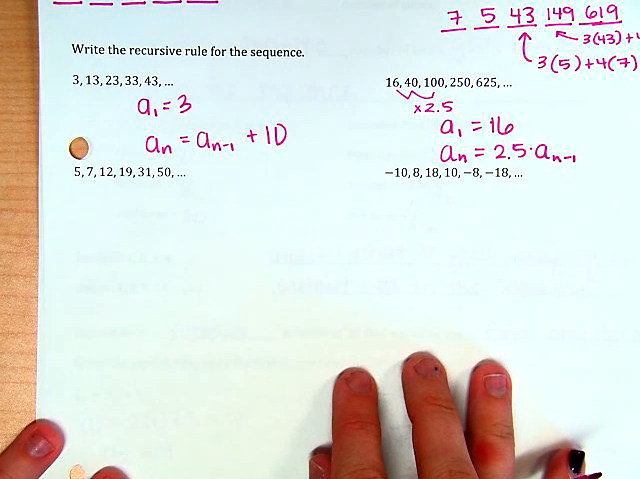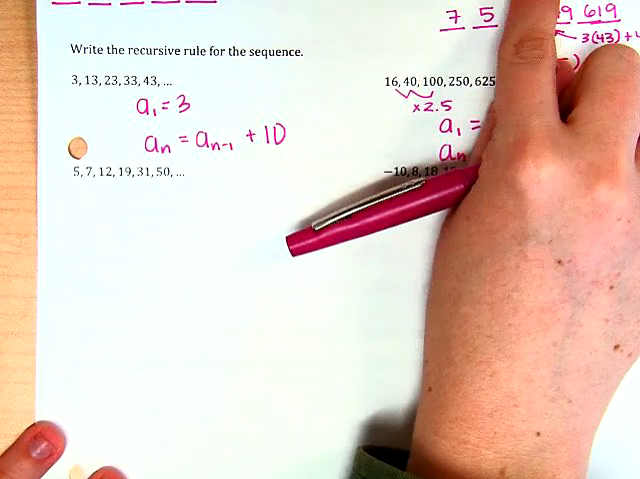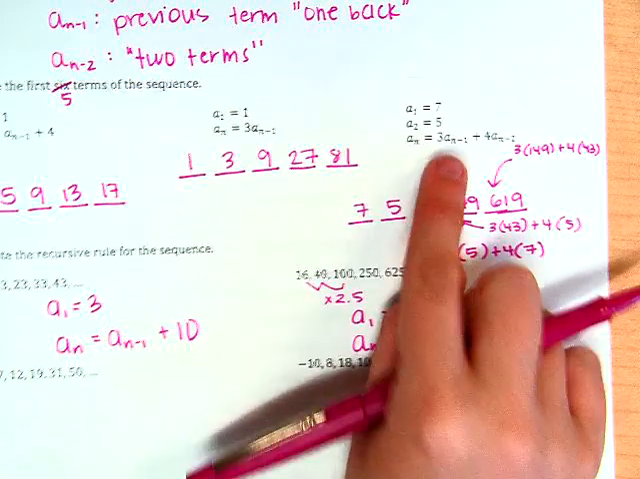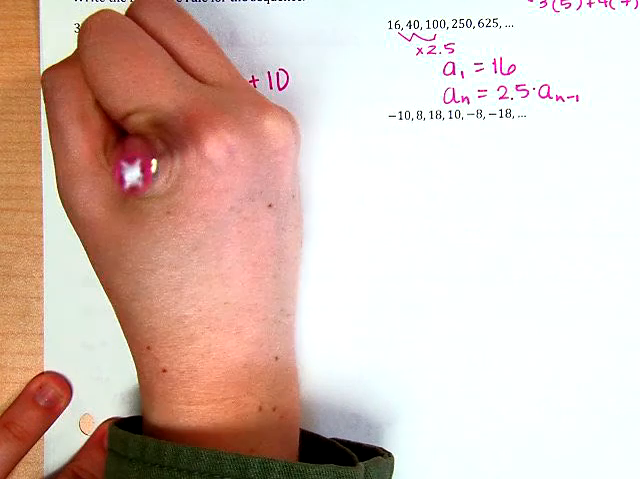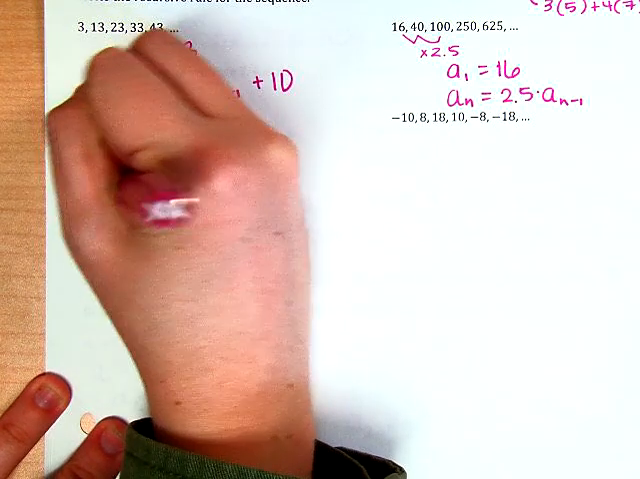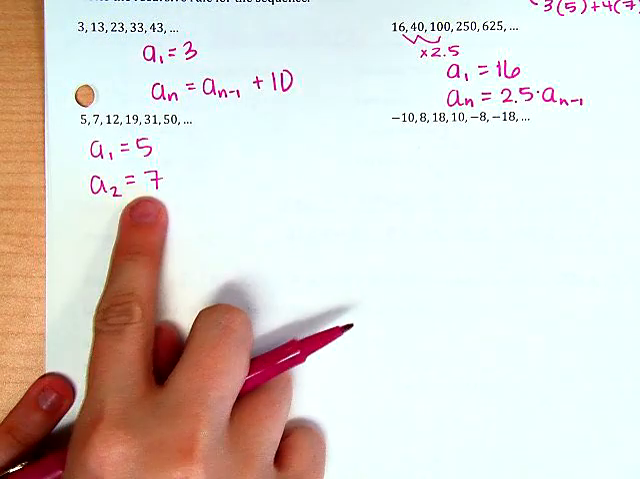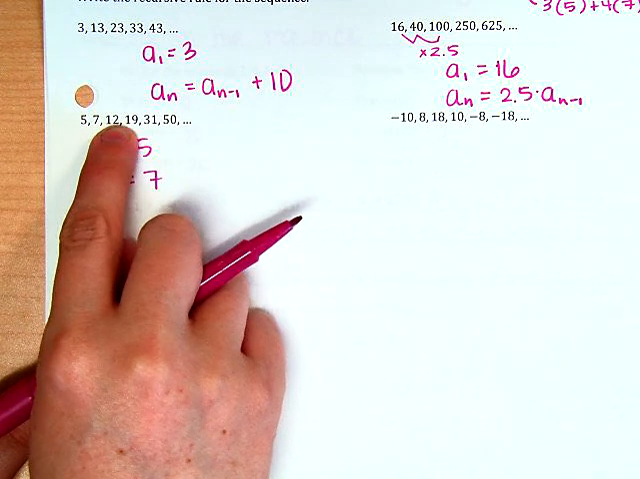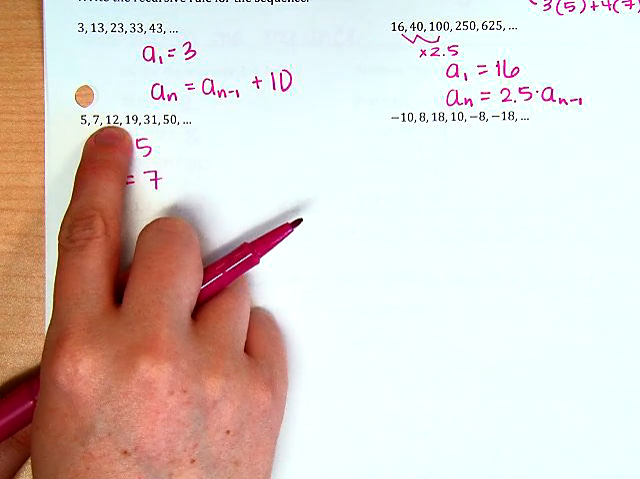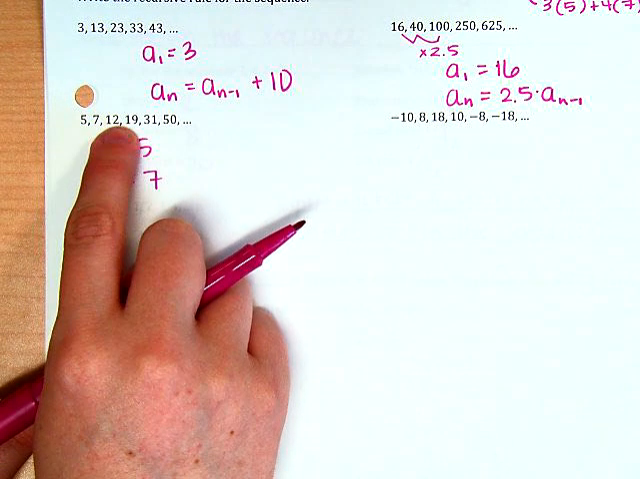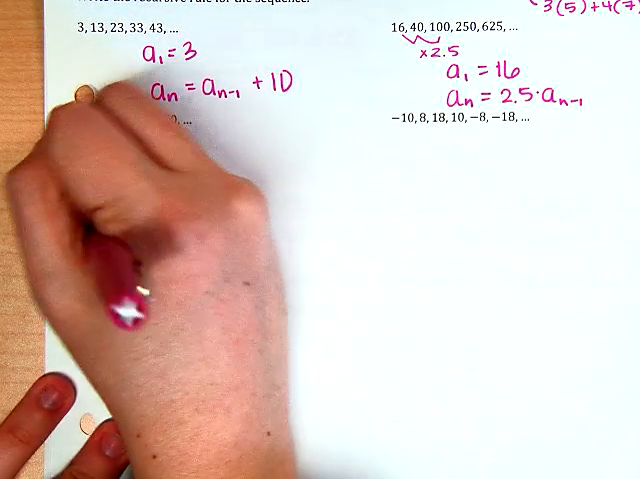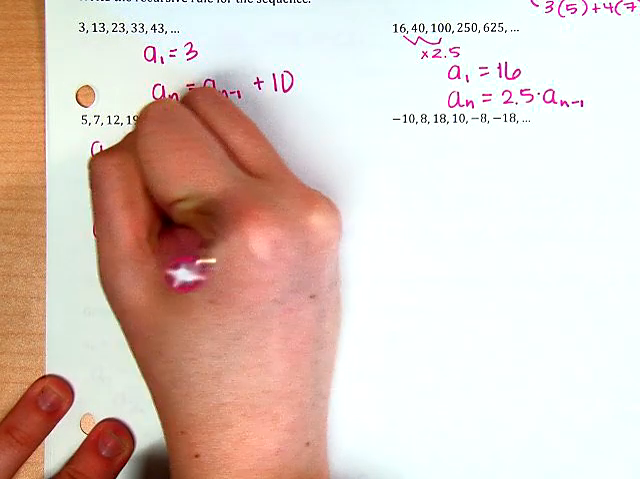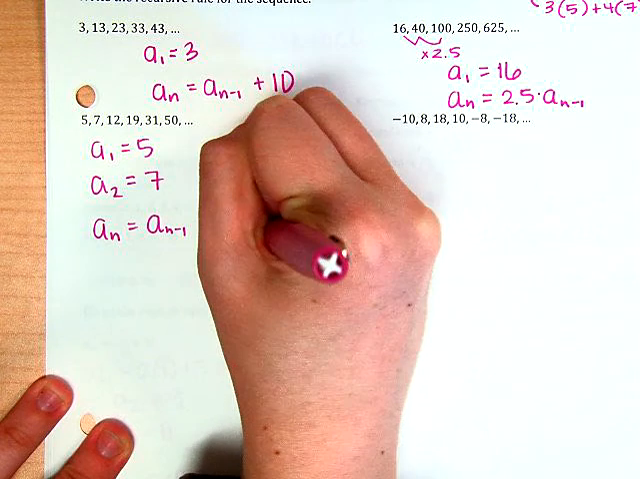Next one. Okay, these two are the tricky ones. It's kind of like this one up here, where you had to get the first 2 terms. So if my first term is 5, my second term is 7, I notice a pattern here, because 5 plus 7 is 12. 7 plus 12 is 19. 12 plus 19 is 31. So if I keep going along that pattern, basically my pattern is I take the previous one and add it to the one before that.